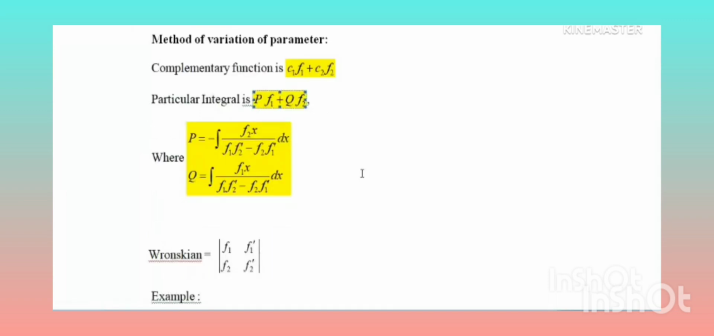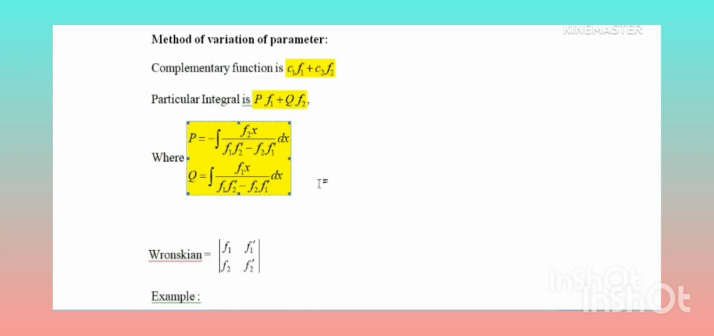The particular integral is P F1 plus Q F2, where the values of P and Q can be got using these formulas. P is equal to minus integral f2 X divided by f1 f2 dash minus f2 f1 dash into dx. Q is equal to integral f1 X divided by f1 f2 dash minus f2 f1 dash into dx.